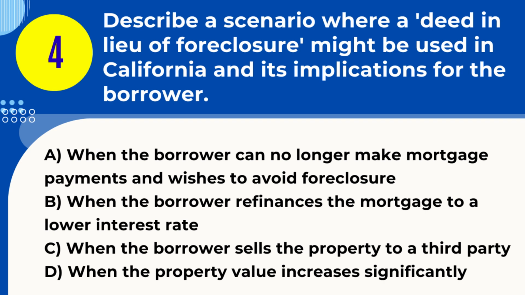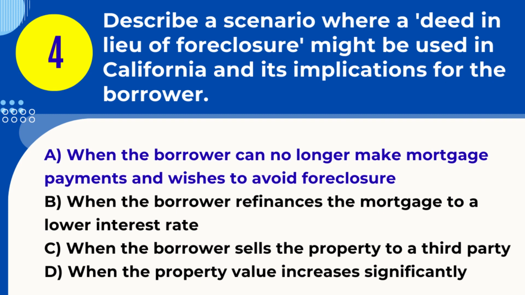Question 4. Describe a scenario where a deed in lieu of foreclosure might be used in California and its implications for the borrower. A. When the borrower can no longer make mortgage payments and wishes to avoid foreclosure. B. When the borrower refinances the mortgage to a lower interest rate. C. When the borrower sells the property to a third party. D. When the property value increases significantly.